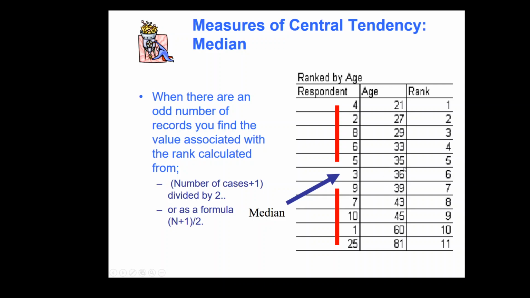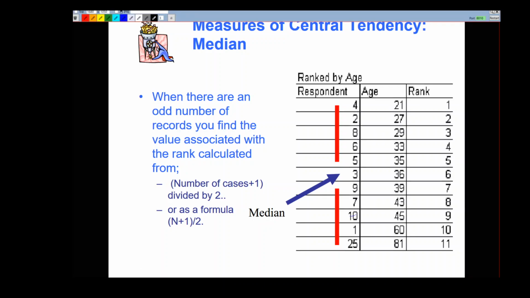So to do this calculation, I need to find the middle rank. I have 11 people. The 6th rank is the rank that holds the median age. I have 5 people below and 5 people above. The formula basically is the number of cases plus 1 divided by 2, which will tell me the rank.